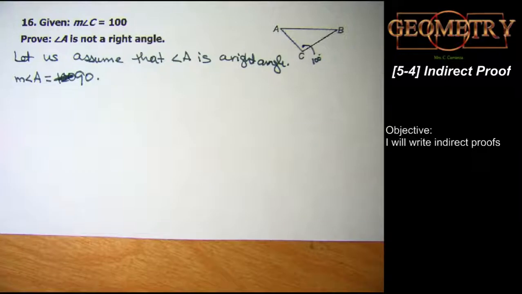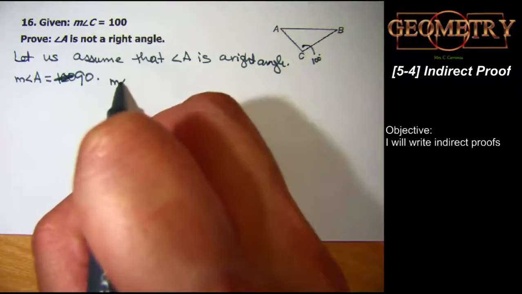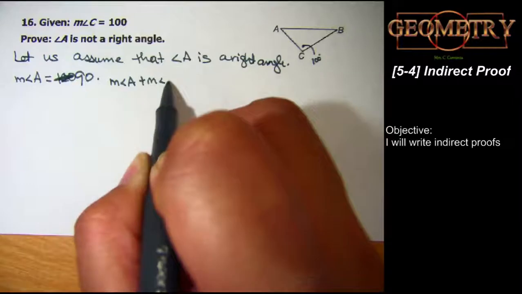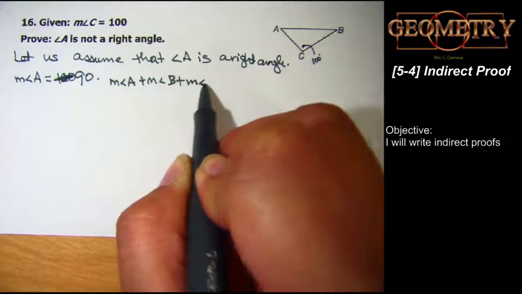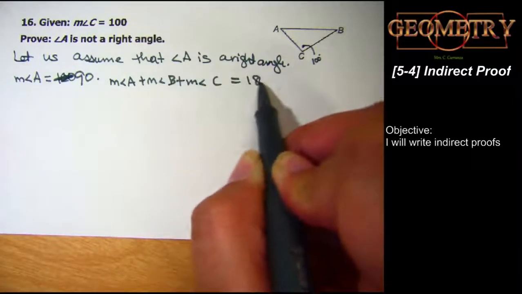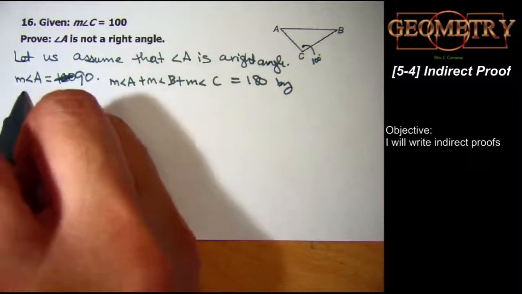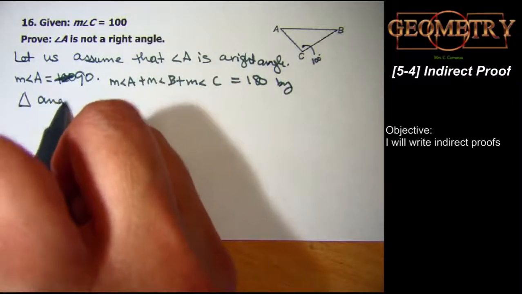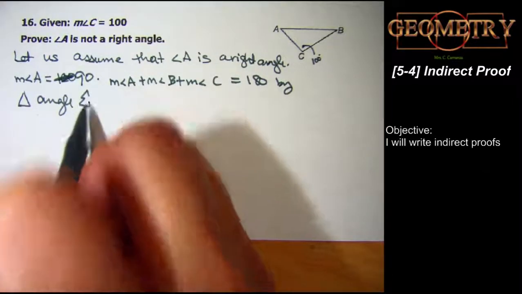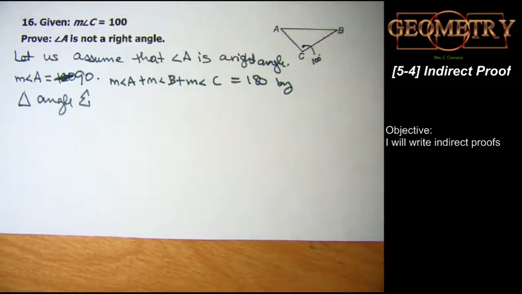All right, we're okay so far? Can you see where it's breaking? I think I see where it's breaking too. The measure of angle A plus the measure of angle B plus the measure of angle C needs to equal 180 by the triangle angle sum. That weird funky E is me abbreviating the word sum because I am clearly too lazy to write 3 letters. Is that really sum? It really is.